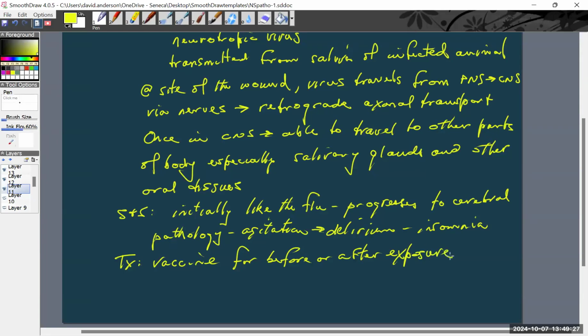And it's applicable before or after exposure, but prior to symptomatology. So once the symptoms are presented, the prognosis is very, very poor. So this vaccine is available before or after an exposure. It's an intramuscular injection. And it requires 4 doses over about a 2-week period of time.